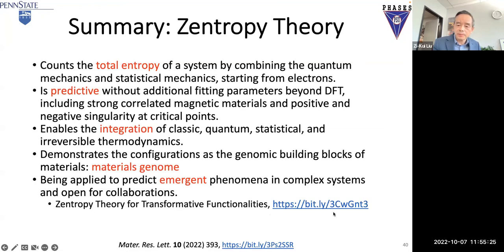If you go to this web page, you will see that. And we want to use entropy theory to predict the transformative functionalities for a range of materials. Again, we're also open for collaborations. If you would like to work with us together, we'd love to work with you.